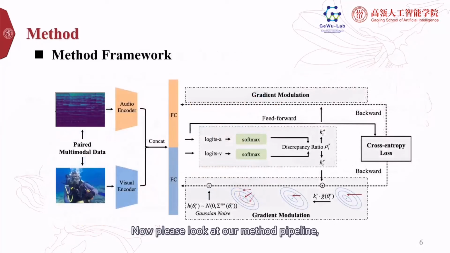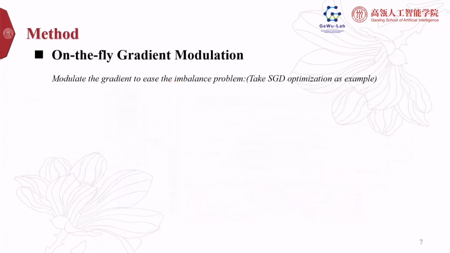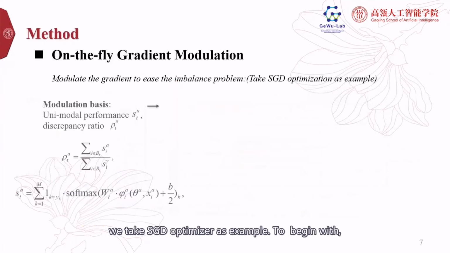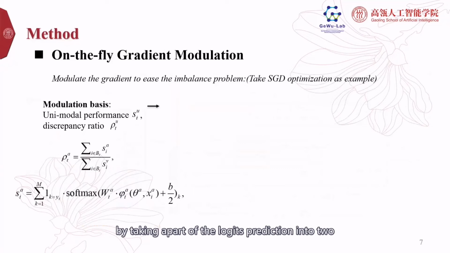Now please look at our method pipeline. Totally, we just adaptively modulate the backward gradient in optimizing according to the performance discrepancy between modalities, and such optimizing can be viewed as two steps. First step is on-the-fly gradient modulation. We take the SGD optimizer as an example. To begin with, we calculate the unimodal performance S by taking apart the logits prediction into two parts, and then calculate the ratio of the two modalities, rho.